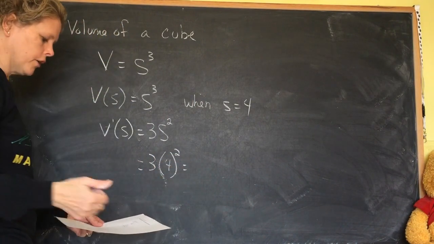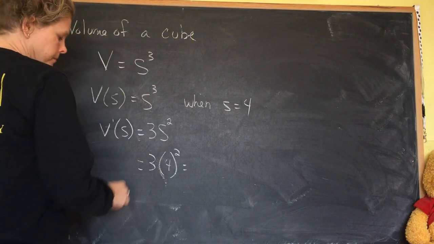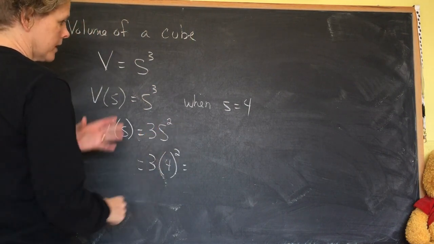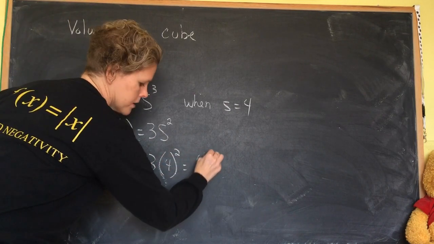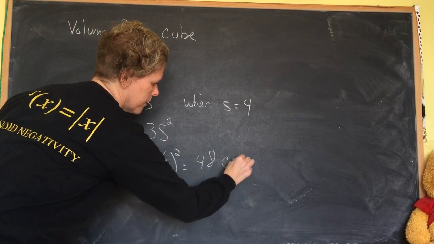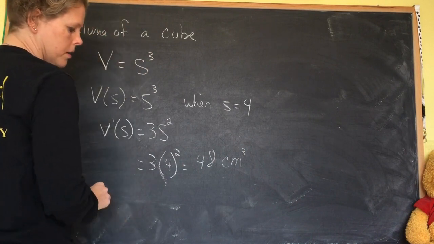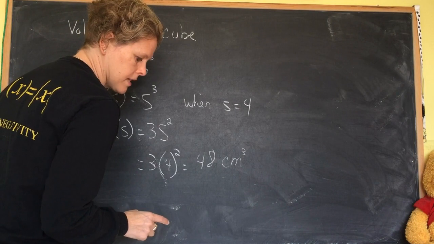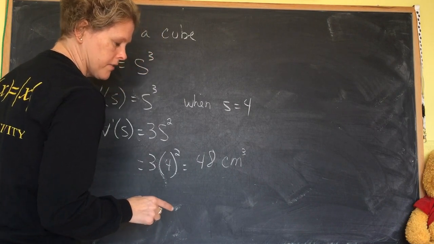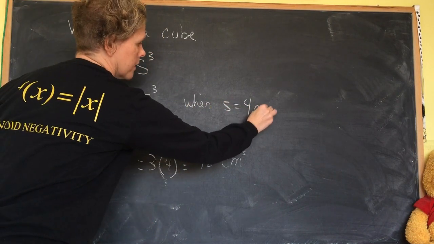So we're going to say that that volume is changing at that moment when the side is 4. The volume is 16 times 3, which is 48. And we're going to put centimeters cubed because we are dealing with volume. The units were supposed to be centimeters. I think I forgot to write centimeters after that side equals 4. It should have been here. I just missed that.